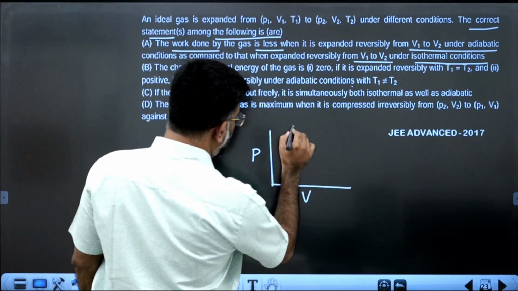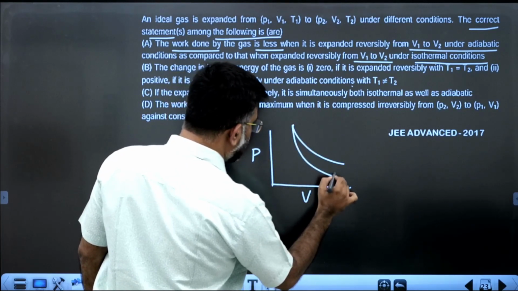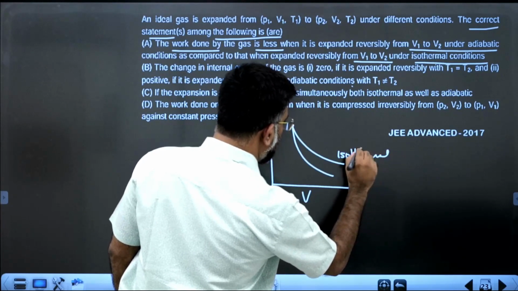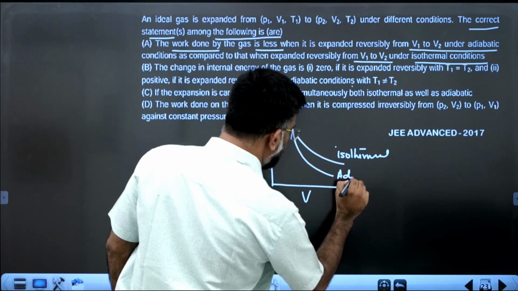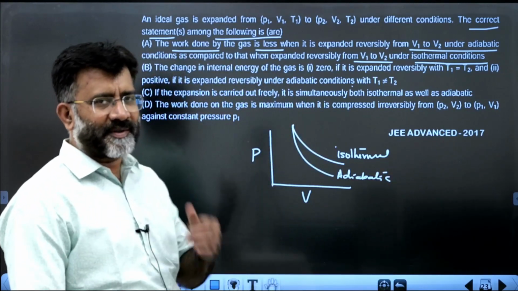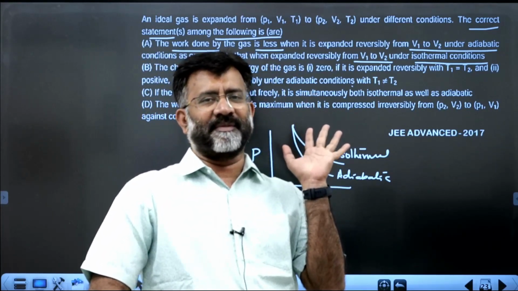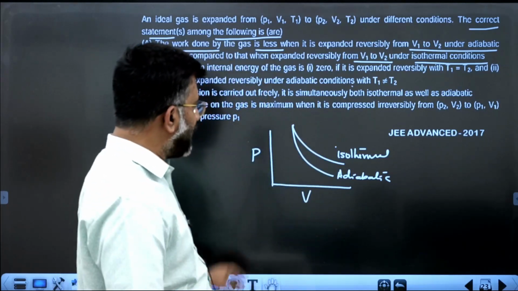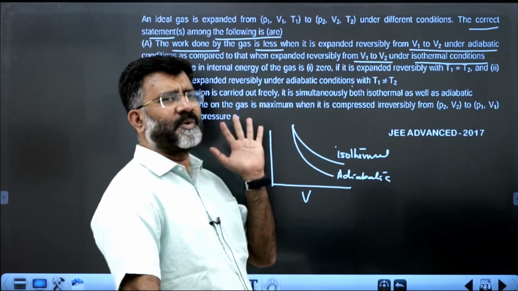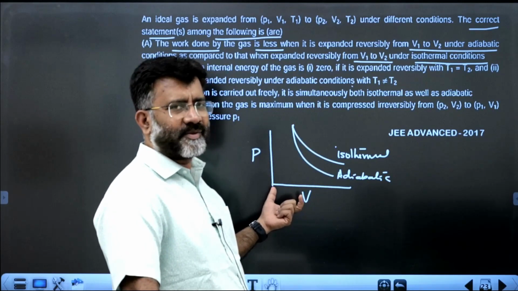PV diagram for isothermal, if it is coming like this, adiabatic will be a little bit steeper. This is isothermal and this will be adiabatic, isn't it? So what about the statement? Is it true or false? Work done in adiabatic is lesser compared to isothermal. It's a true statement because of the area under the graph. When you consider the area under the graph, it is very simple to figure out the statement is correct. The area under the graph is less in case of adiabatic.